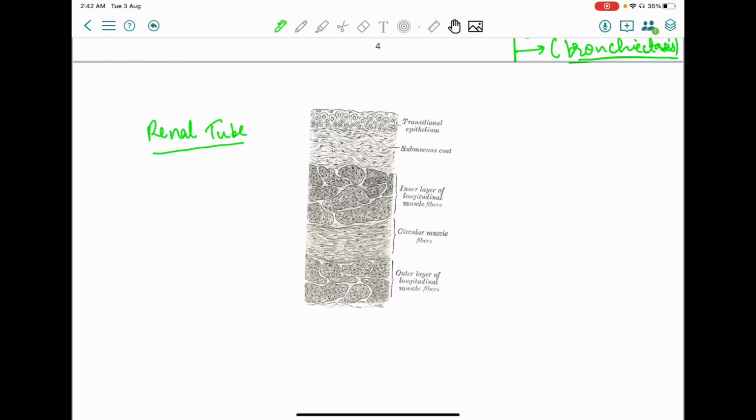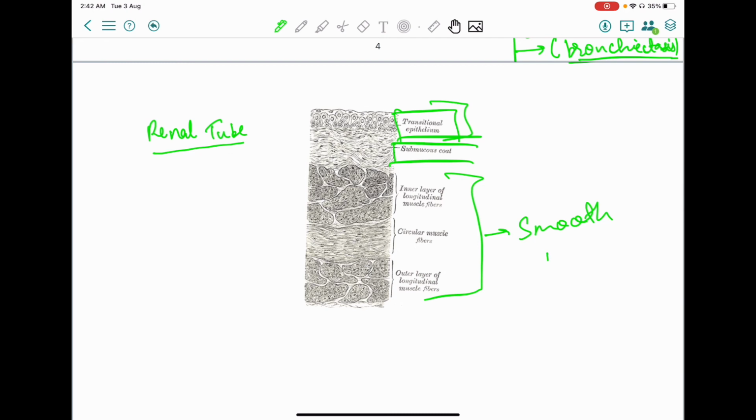In this, we will see that at the top there is mucosa, and which type of epithelium is present this time? It is transitional epithelium. And then there is submucosa, and then here is the muscle layer. Now, in here, some muscles are different. These are smooth muscles, and these are different, like inner longitudinal, circular, outer. I will tell you about this in more detail later.